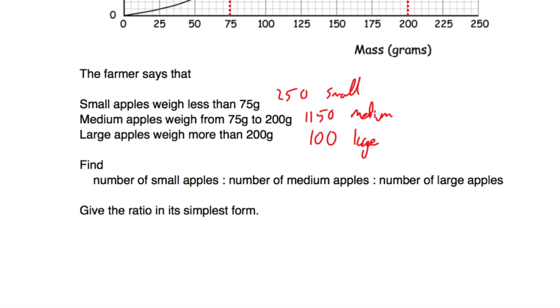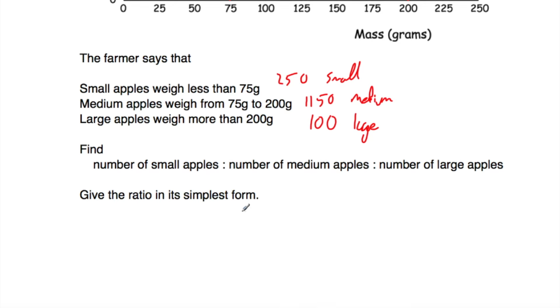Now let's write it as a ratio. So the ratio of small to medium to large would be 250 to 1,150 to 100. And that's great. Now we just need to cancel it down. So these numbers would be divisible by 50. So 250 divided by 50 is 5.